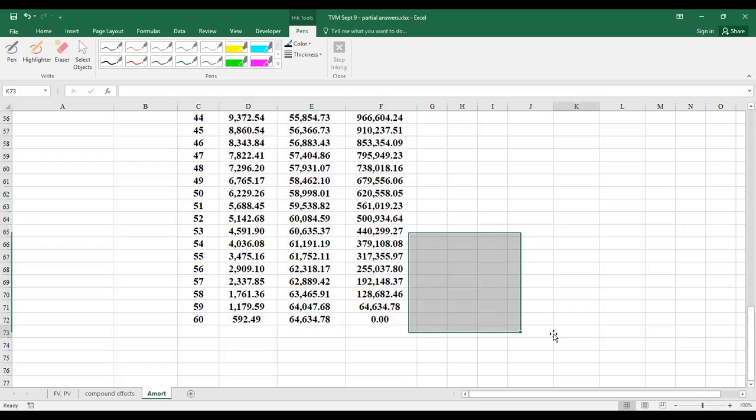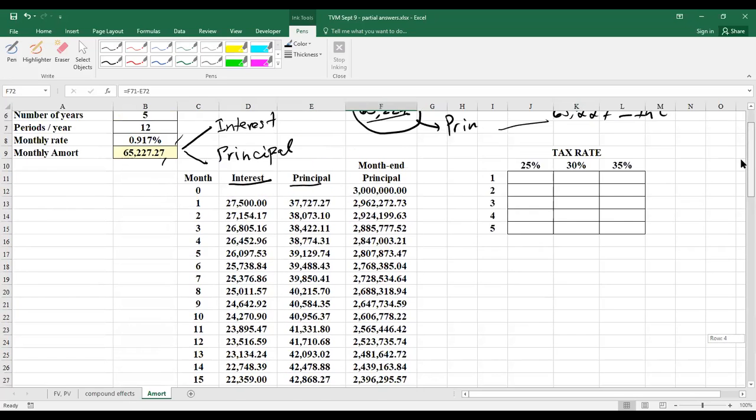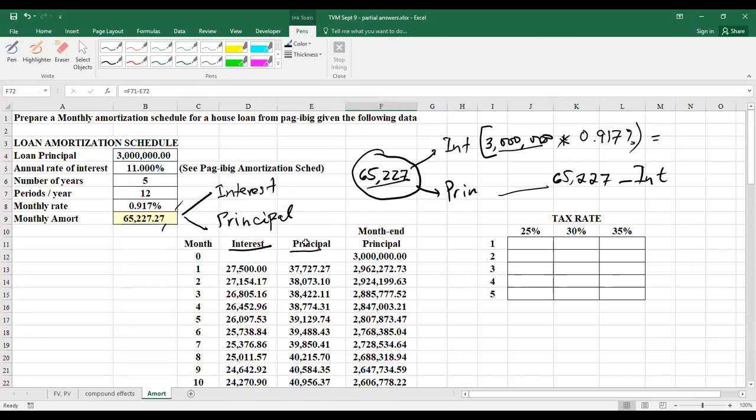Notice mo habang tumatagal, lumiliit yung binabayad sa interest, kasi lumiliit yung principal balance natin. Okay? Kasi mas malaki na yung nababayad sa principal. So at the end of the 60-month period, wala nang principal, wala nang babayaran. Okay? Kaya nga, exactly 5 years yan. So yan ang amortization.